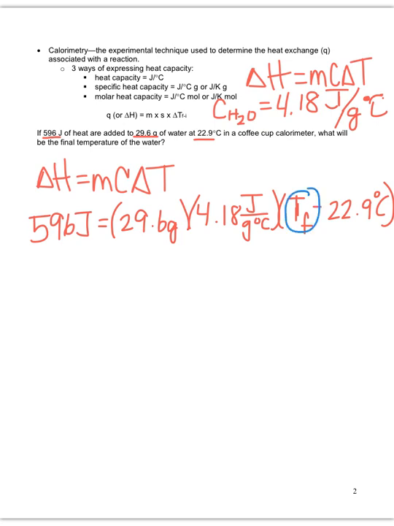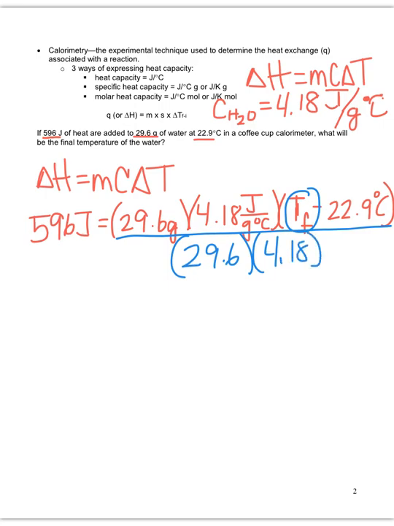Now what we're going to do is solve for the final temperature. This is our missing variable that we're trying to solve for. So you need to do your math very carefully and solve for TF. You should work this out. If you want to rearrange it a little bit, I'm going to divide by 29.6 and the 4.18 on both sides, so that we can get this expression by itself.